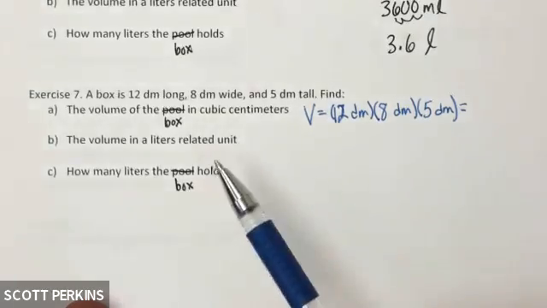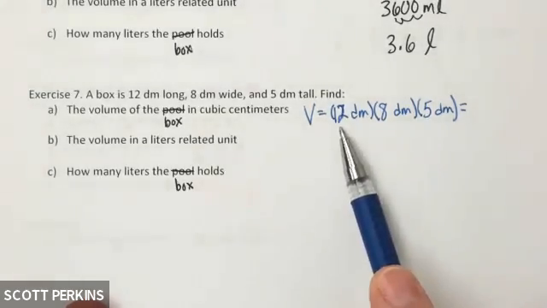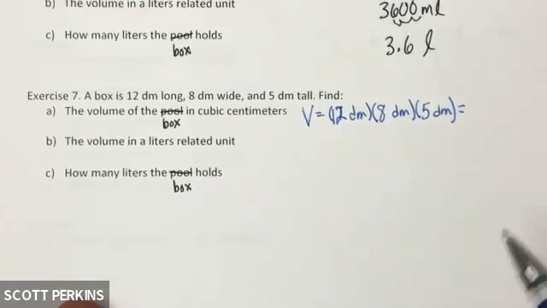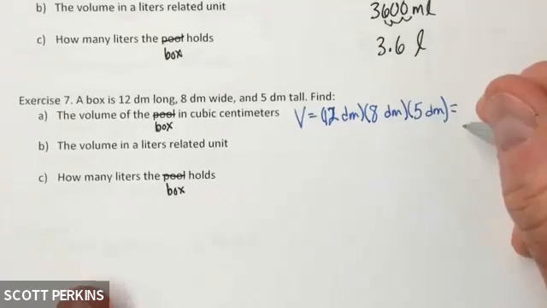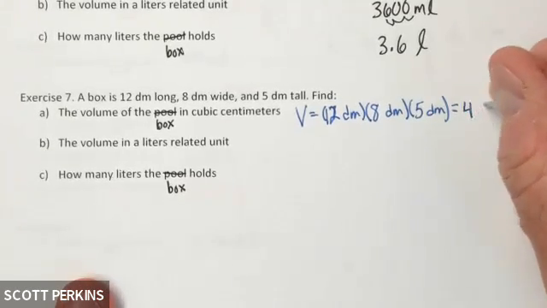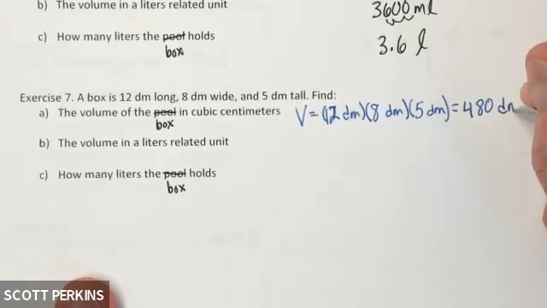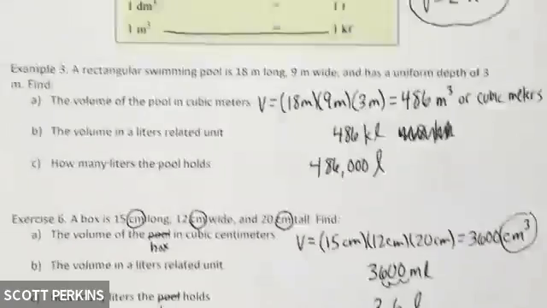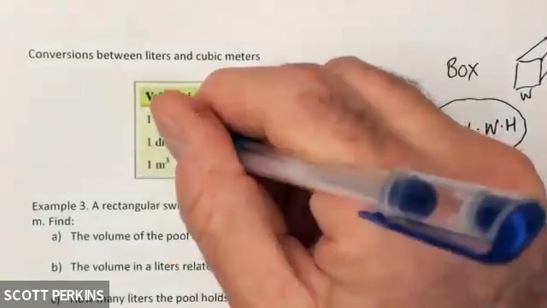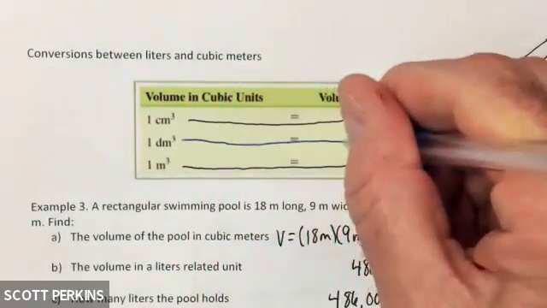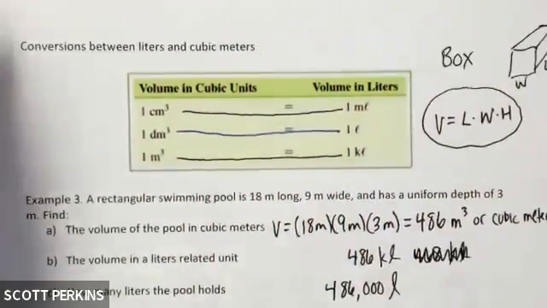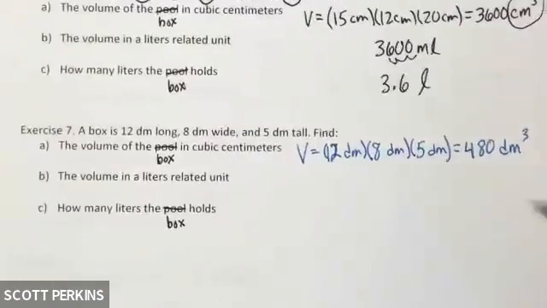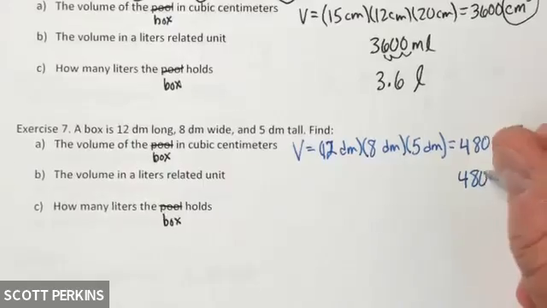Okay, so the volume of the box is 12 decimeters times 8 decimeters times 5 decimeters. If I'm doing my multiplication right, is that 480? 480 decimeters cubed. So I'm going to use my chart again. Decimeters cubed is on my chart. It's right here in the middle. So decimeters cubed is the same thing as plain old liters. And so that becomes 480 liters.